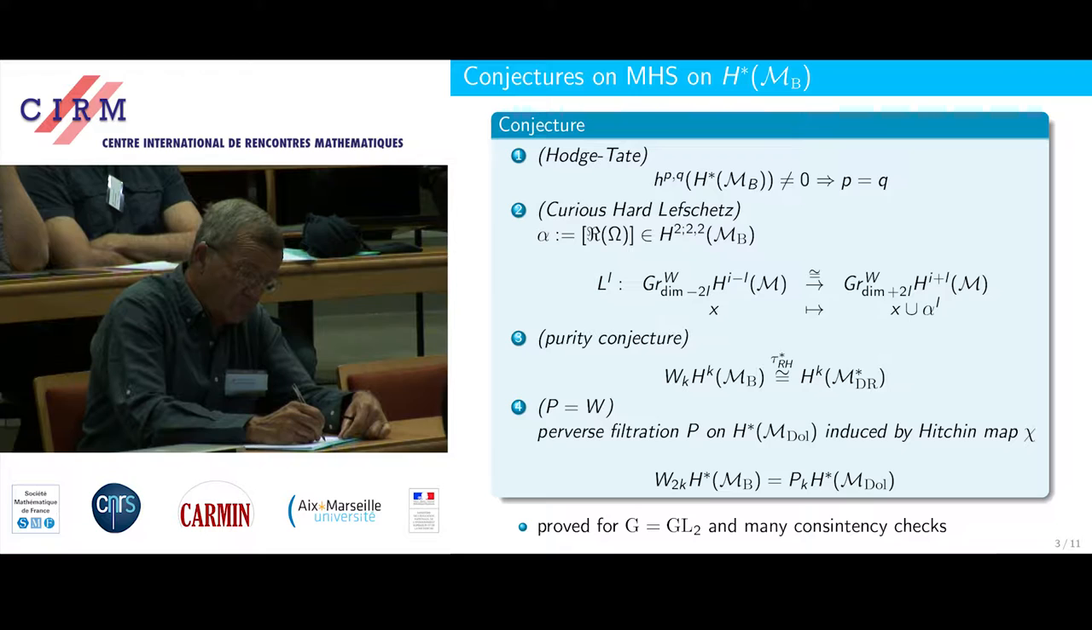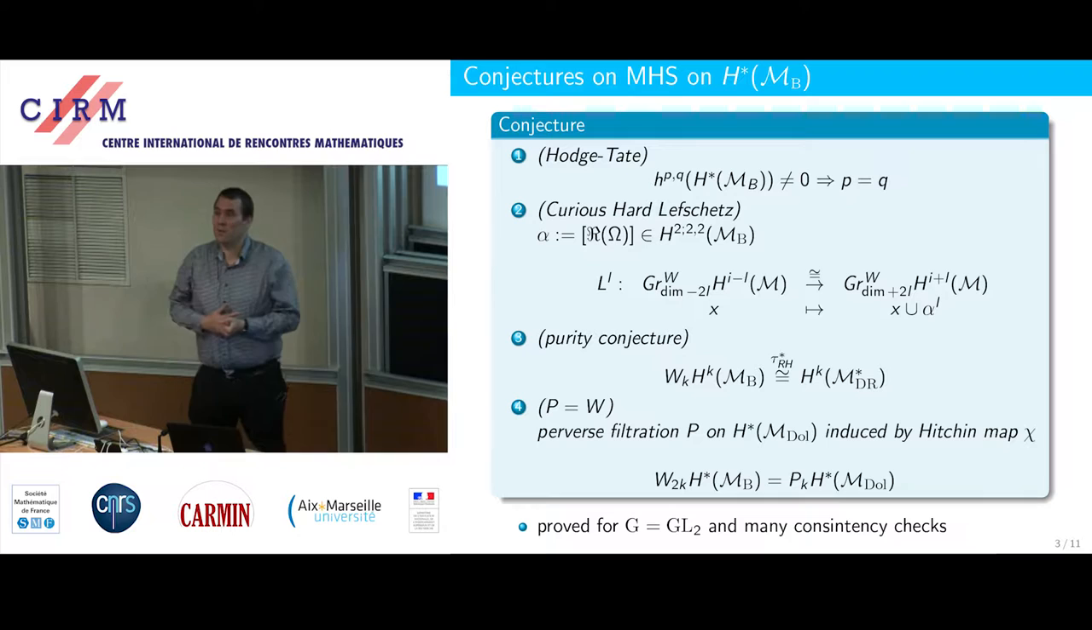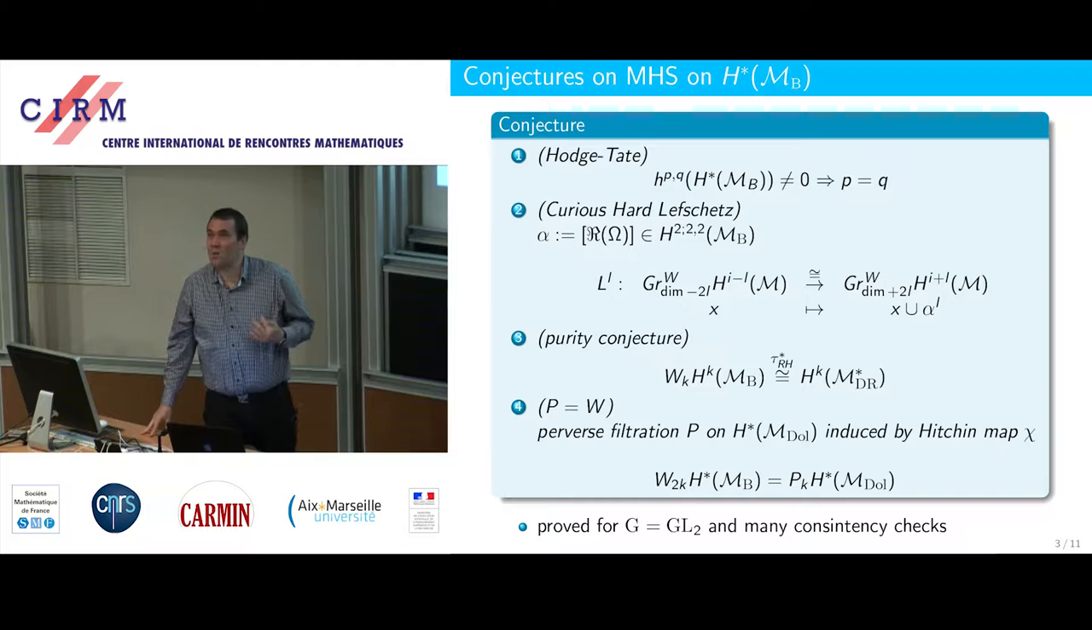Then we have the second, which we call curious Hard Lefschetz property. This variety, the character variety, is an affine variety, so it's the opposite of being somehow projective, but somehow its cohomology, when you add the weight filtration, seems to satisfy an analog of the Hard Lefschetz theorem from projective algebraic geometry.